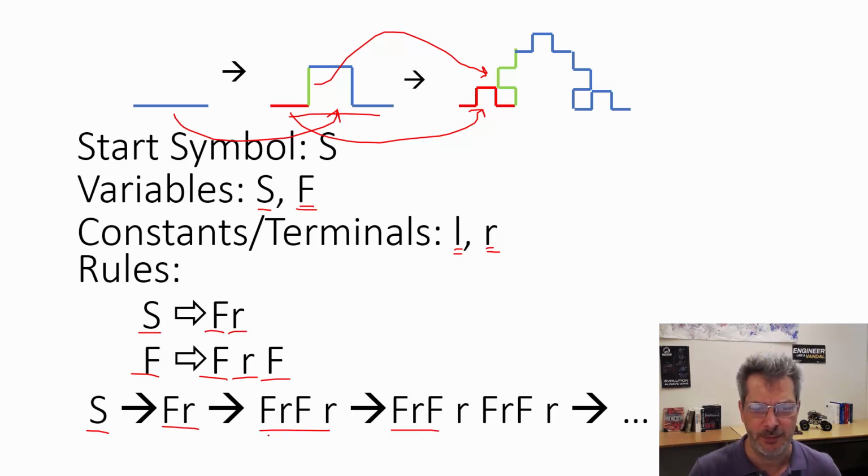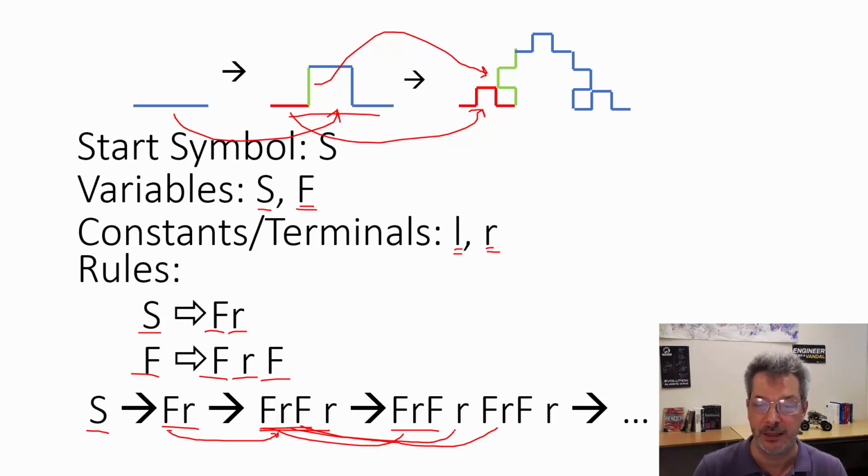And you can see, for example, the start becomes an FR. This F is replaced according to the rules with FRF. So our FRF. And then this F gets replaced, and this F gets replaced, and the R in the middle just stays unchanged because that's a constant. And then we can take those strings and translate them into an image.